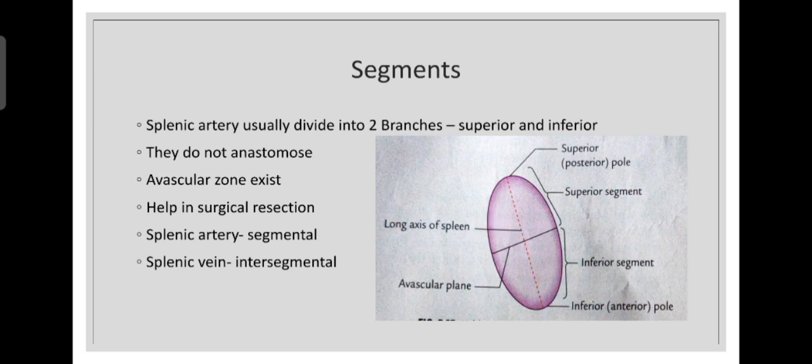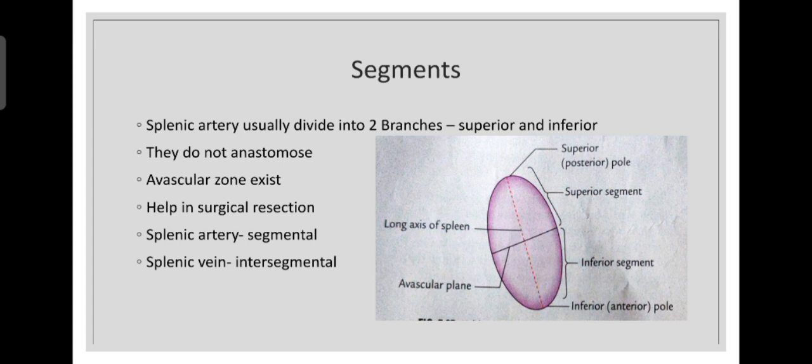Okay, and since there is no anastomosis, there will be a zone of avascular region, that is, there will be no blood supply in this zone. That is the junction between these two segments.